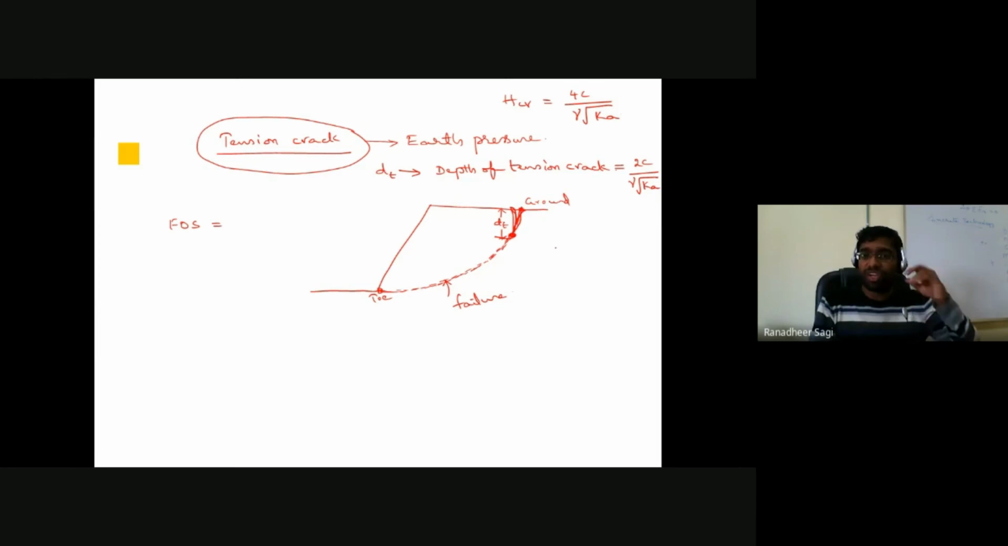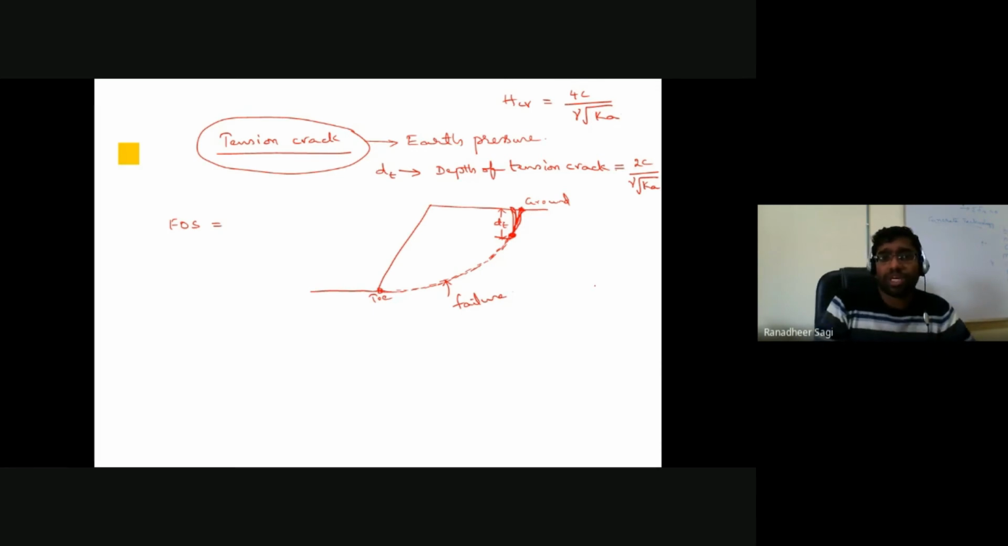If I know the c and phi values of that particular soil and the unit weight of the soil, then Ka is 1 minus sine phi by 1 plus sine phi. C is the cohesion value of the soil, and gamma indicates the unit weight of the soil. So if the c, phi and gamma values of the soil are known, I can estimate the depth to which the tension crack is developed inside the ground. Once I know that depth, I can understand how the factor of safety of that particular slope changes because of that tension crack.